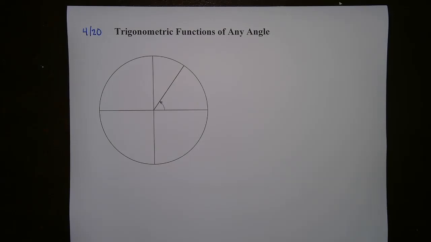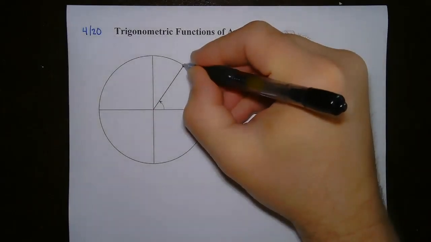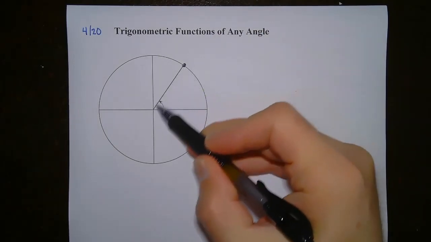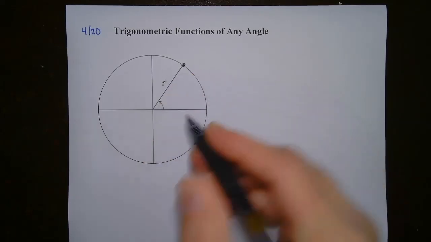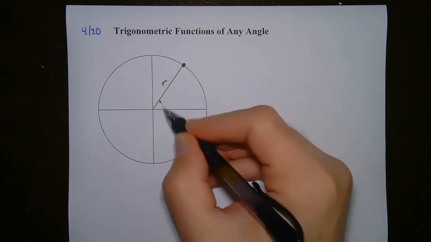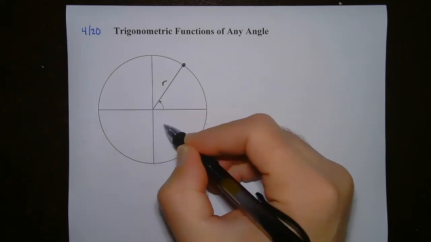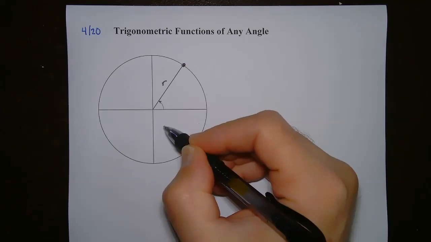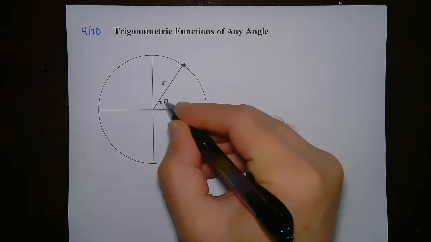Really, when we talk about trig functions, we're talking about a point that's moving on a circle. Here's my point, and this right here is my radius, the radius of the circle, so that would be my r. Then the angle that I rotate, even if I rotate all the way into the second, third, or fourth quadrant, where we have angles bigger than 180 degrees, is always called angle theta.